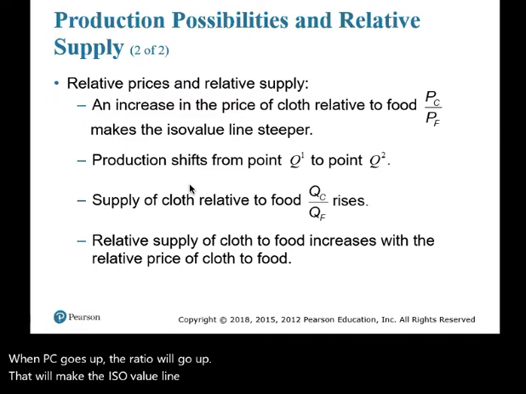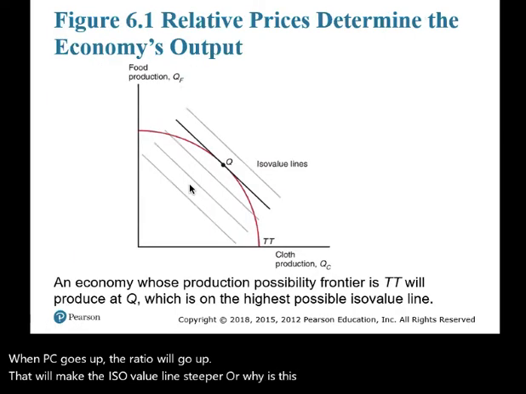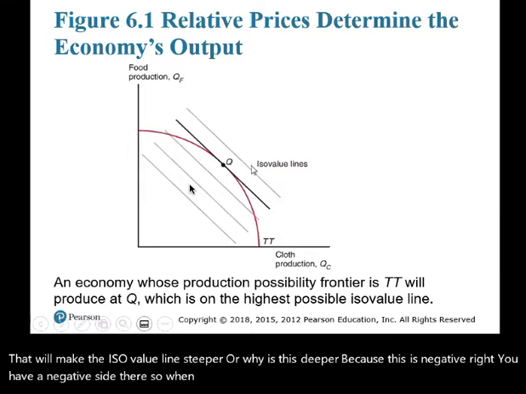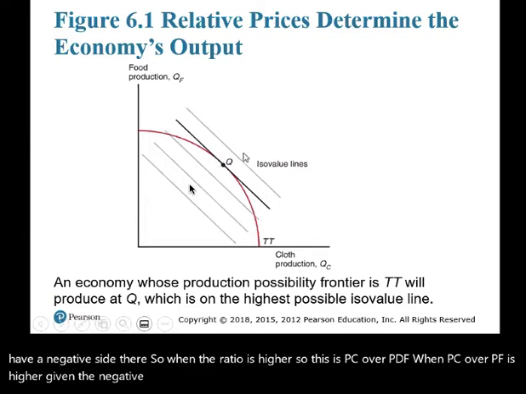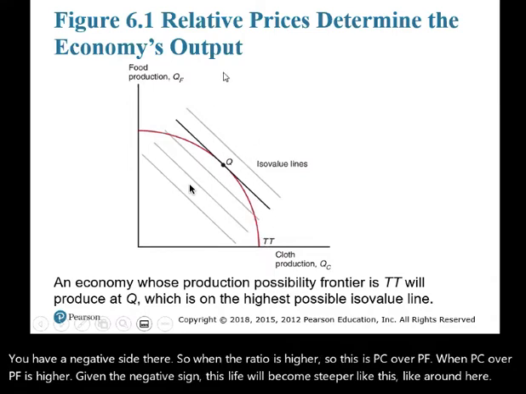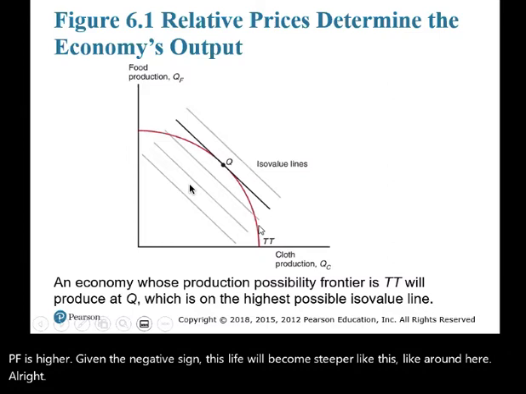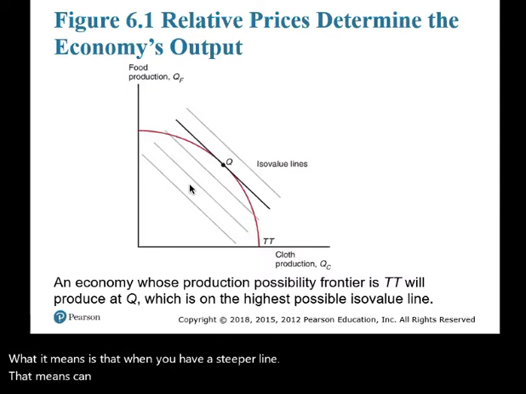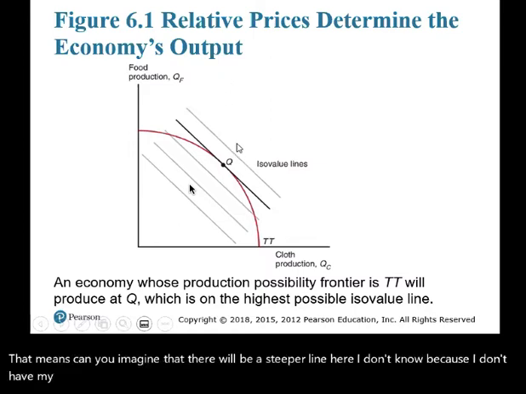Why is it steeper? Because it's negative, right? You have a negative sign there. So when the ratio is higher, so this is PC over PF. When PC over PF is higher, given a negative sign, this line will become steeper like this, like around here. Right? What it means is that when you have a steeper line, can you imagine, there will be a steeper line here? I cannot draw a line because I don't have my iPad here.